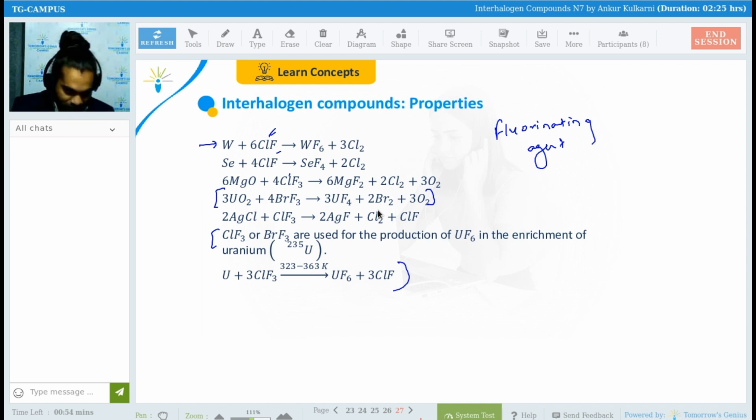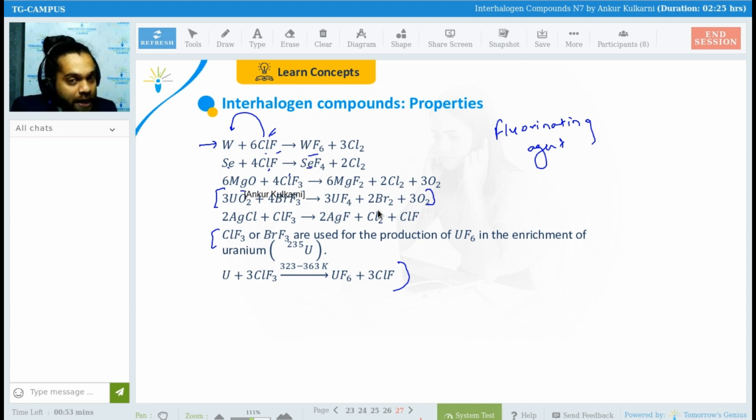W is tungsten. Okay, it is tungsten. So it is a fluorinating agent. It will fluorinate the tungsten to give fluoride. Similarly, selenium will react with it and give you fluoride.